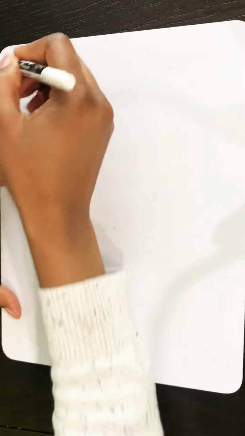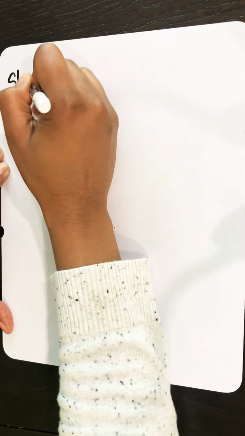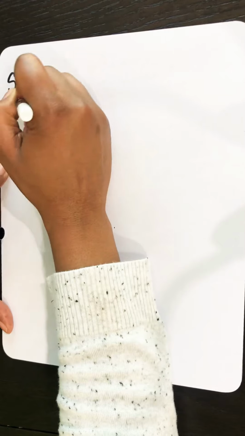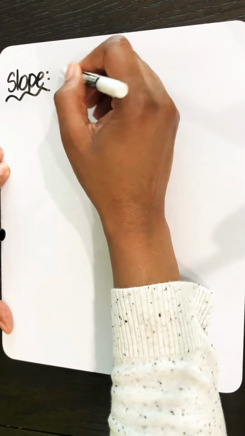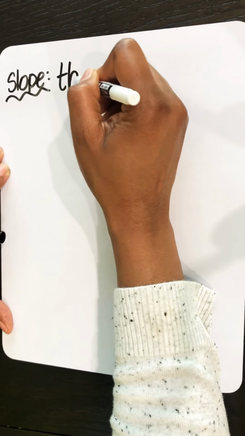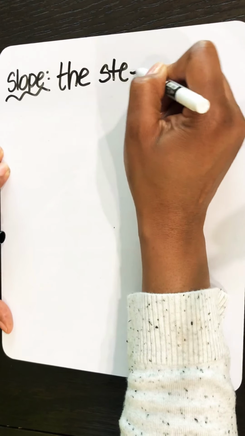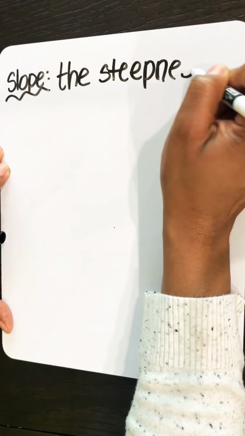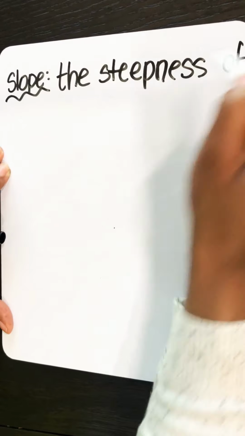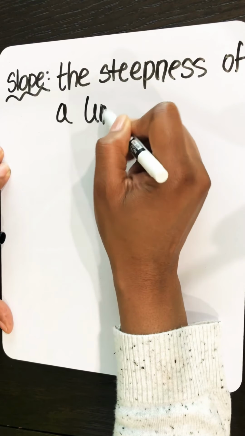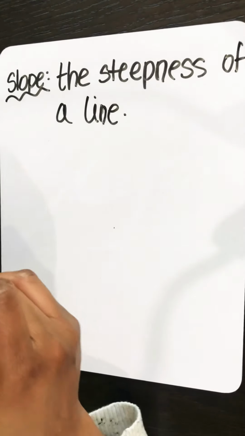Hey guys, so today I'm going to do a quick video on slope, what it means and what it looks like, okay? I will start by defining slope. So slope, what is it? Well, slope is the steepness of a line. In this case, we're talking about lines, okay?